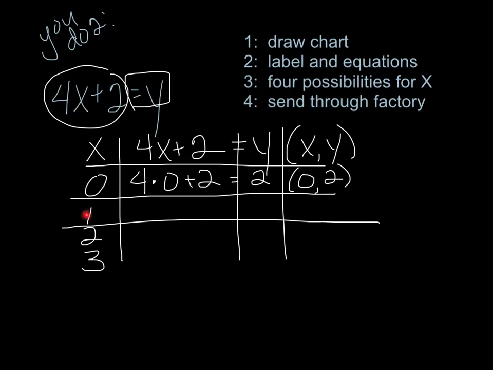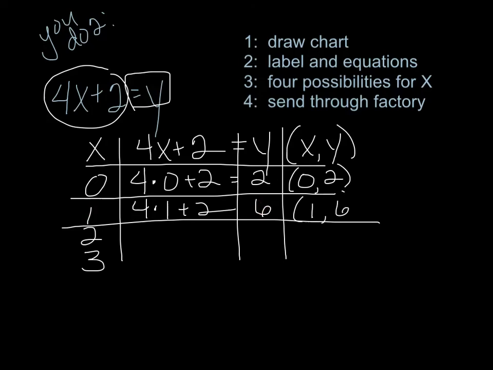This time, x is 1, so I'm going to plug that in there. 4 times 1 plus 2. 4 times 1 is 4, plus 2 more is 6. So when x is 1, y is 6.